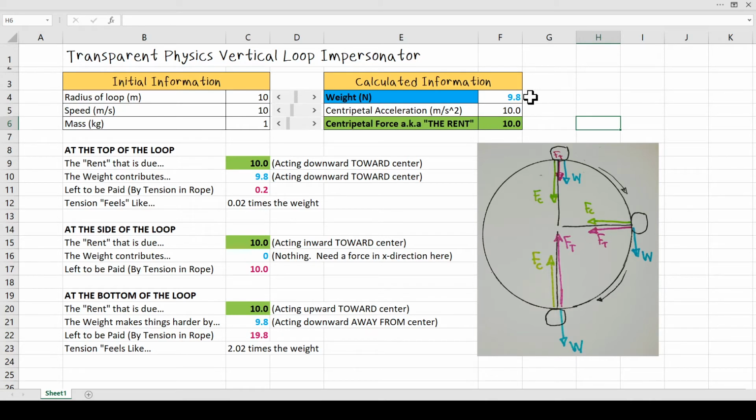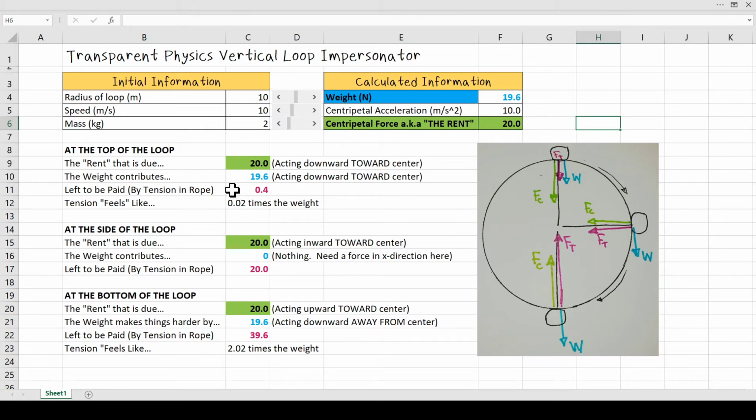The mass is going to give us our weight. The radius and the speed are going to give us our centripetal acceleration via v squared over r. And the big value here is the centripetal force, which is the mass times the acceleration. So for instance, if I change the mass here, then the centripetal acceleration is 10 meters per second squared, and the centripetal force is 10 times 2, which gets us 20 newtons. So 20 newtons would be the key number we're looking at here, the key measurement. That's the rent, as we say, that's required to keep us going around the circle.